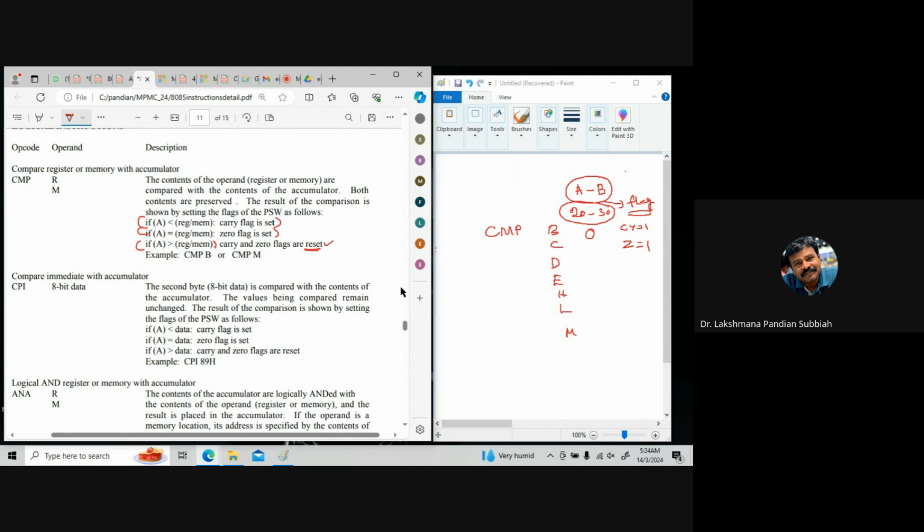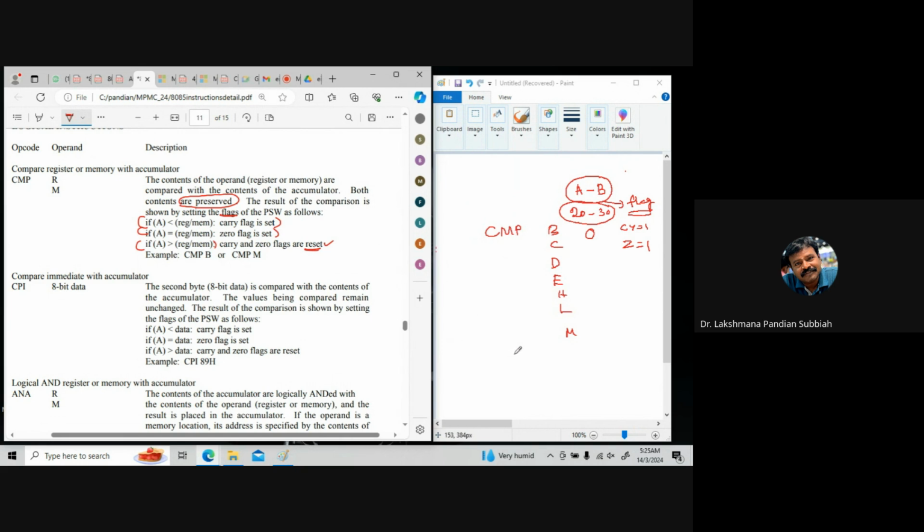It won't affect any register content. It will affect only the flag register. With the compare, the contents of the accumulator and the other operand, A and B, are preserved. It will affect only the flag registers, the carry flag and the zero flag. Next one is compare with immediate, which means comparing the data.